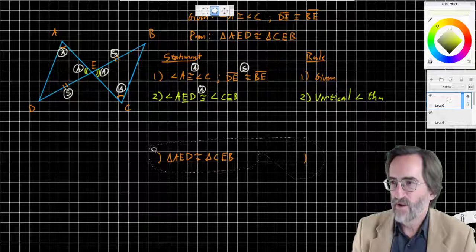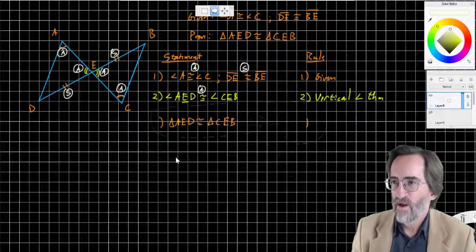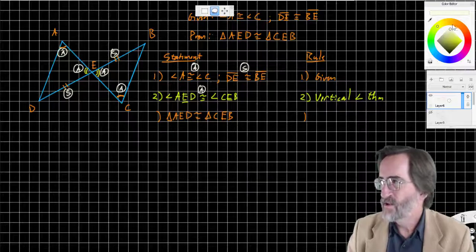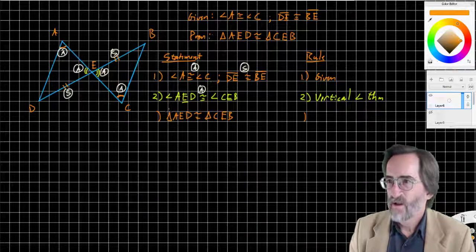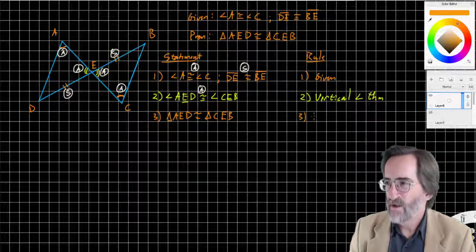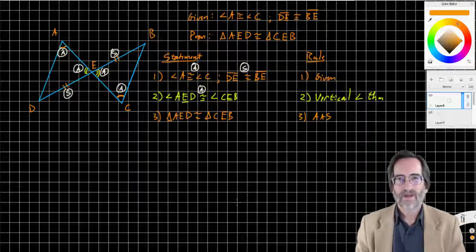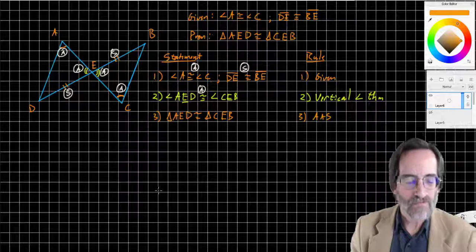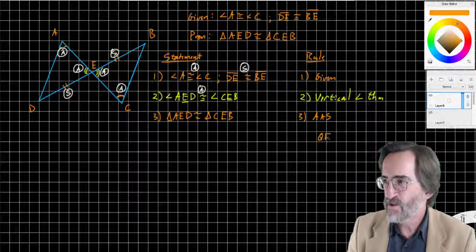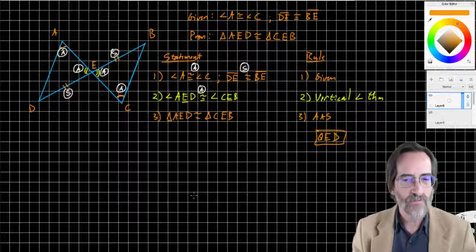So there, step three: triangle AED is congruent to triangle CEB by angle, angle, side. Okay, so that's it. That's the proof. Oh, we've got to end with our punctuation, QED, which stands for quod erat demonstrandum. I said it, therefore I proved it.